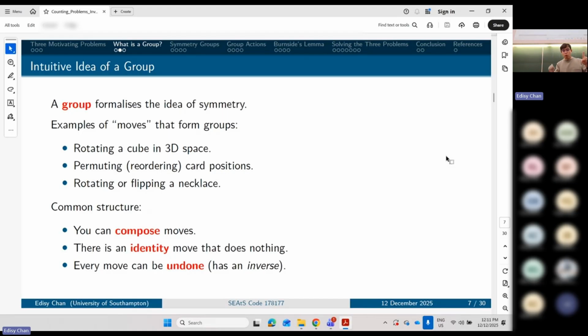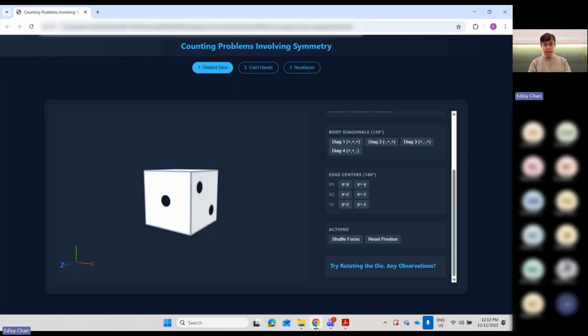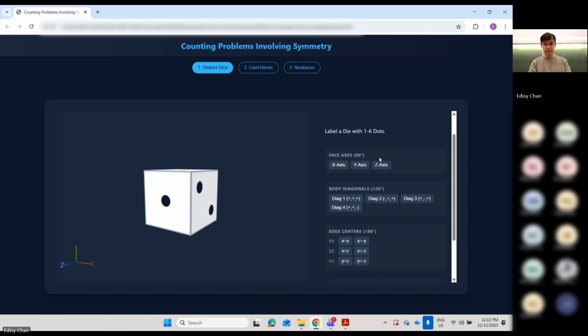Think about this. When we have a shape, for example, we rotate it, we flip it. We can actually keep going, right? We can flip it many times, or rotate it as many times as possible. So in some sense, you can compose the moves. You can do one and then do another. Or with the cube, you can rotate it along the x-axis many times, and then rotate it along the y-axis and keep going, right?